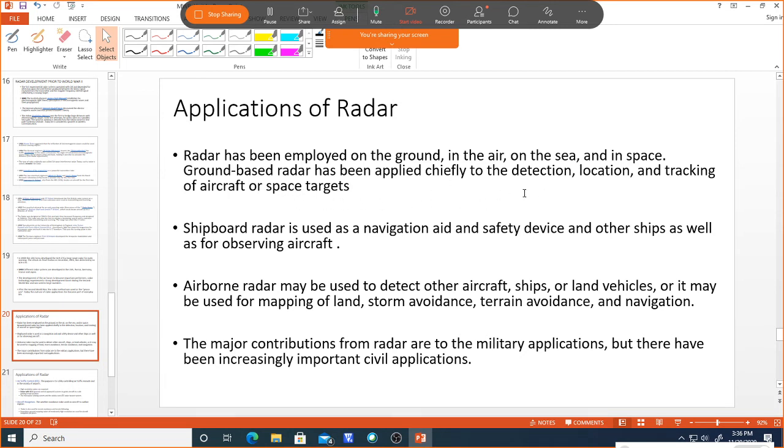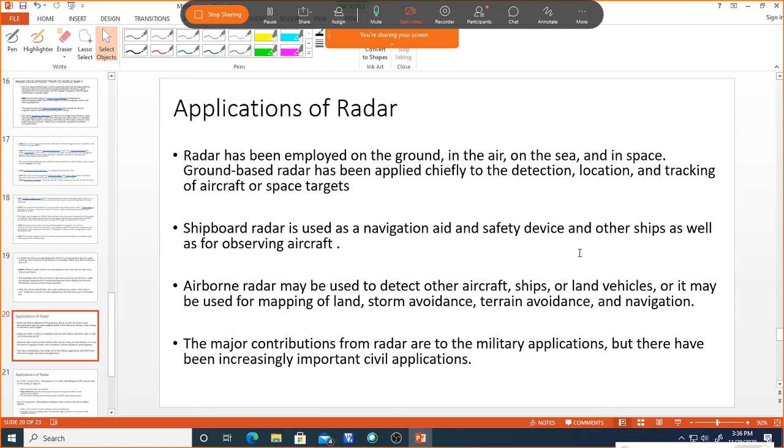Generally this air tracking is very much required. Ground based radars are used for the tracking of aircraft or space targets. Now, shipboard radar is used for navigation, where we need to go and monitor, and it is also a very important safety device. We can even observe other ships as well as aircraft from the shipboard radar.